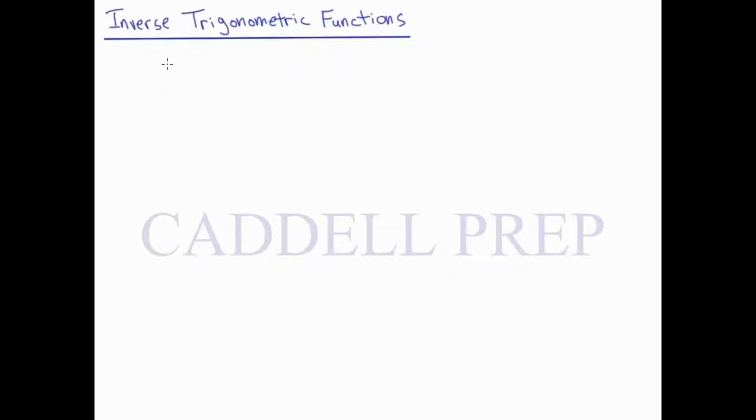In this lesson, we're going to go over inverse trigonometric functions. So if you remember from sine, cosine, and tangent, we use those to find missing sides when we have an angle and a side. We use inverse trigonometric functions to find the angle. So let's look at an example.